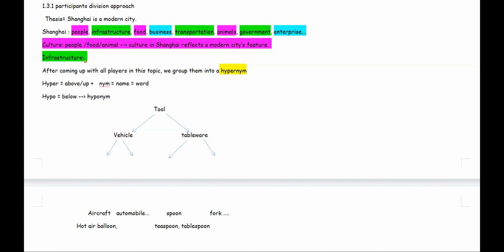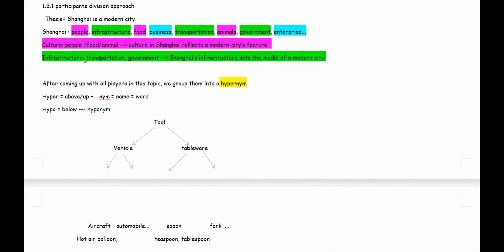So infrastructure, I can talk about the transportation. I can talk about the government's budget, okay, or government grants, their city planning, right? So here in this group, I just need to once again prove that Shanghai's infrastructure sets the model of a modern city. Okay, that's what I need to prove.